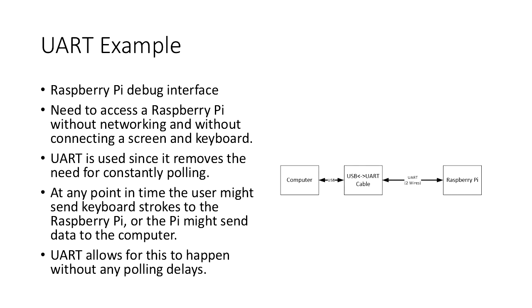Then, UART example: where you are using it, the Raspberry Pi debug interface. That's the best example of UART. You need to access a Raspberry Pi without networking and without connecting a screen and keyboard. UART is used since it removes the need of constantly polling. At any point in time, the user might send keystrokes to the Raspberry Pi, or the Pi might send data to the computer. See, with UART, a simple one, the Pi you want to connect to the computer. UART allows for this to happen without any polling delays. It's very, very simple.